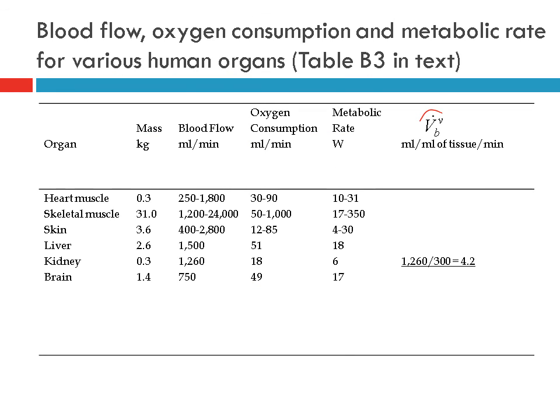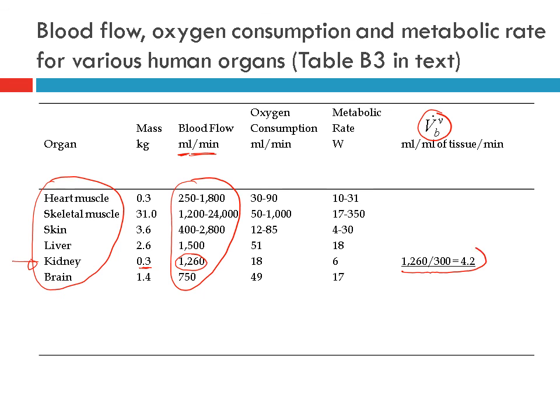So for the blood flow term that we saw, data are available. For example, in this table, we see a whole bunch of organs for which we have blood flow rate data. As an example, we look at the kidney, and for the kidney, we have 1260 as the blood flow rate per minute, and its mass is 0.3, so we can calculate the blood flow rate per unit volume from this.